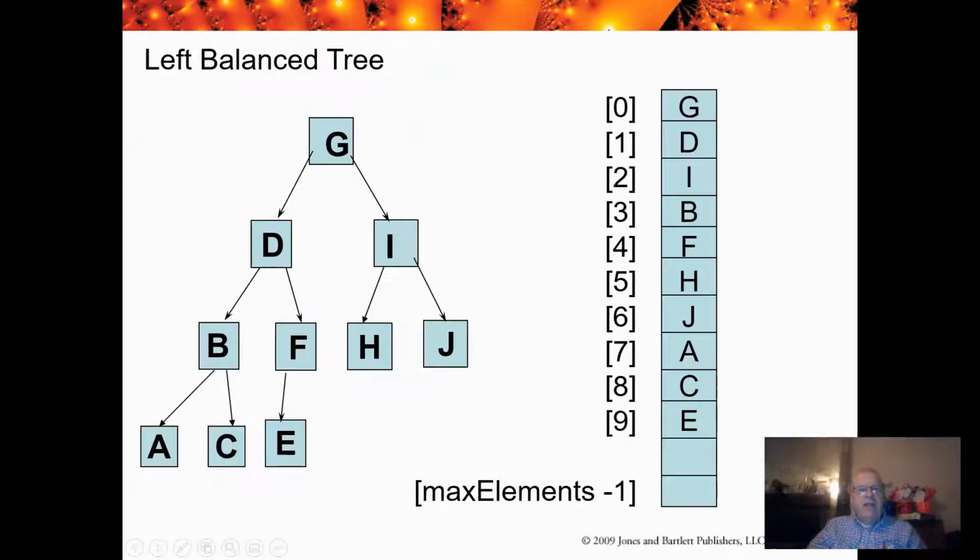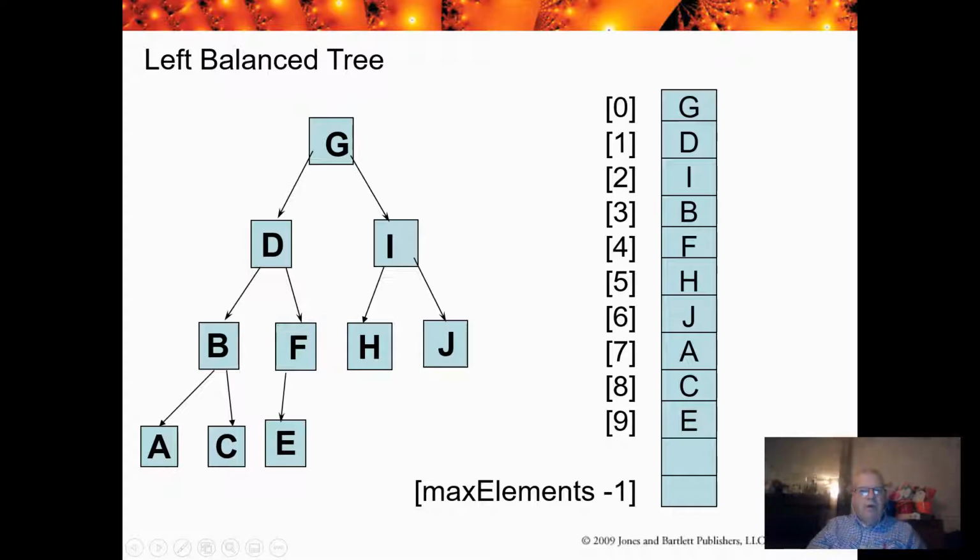So basically, here's an example of a tree off to the left, and to the right, an array with the nodes, the keys, filled into the array. So the root is G, and its left child is D and its right child is I. Let's look at D, for example. The left child of D is B and the right child of D is F.